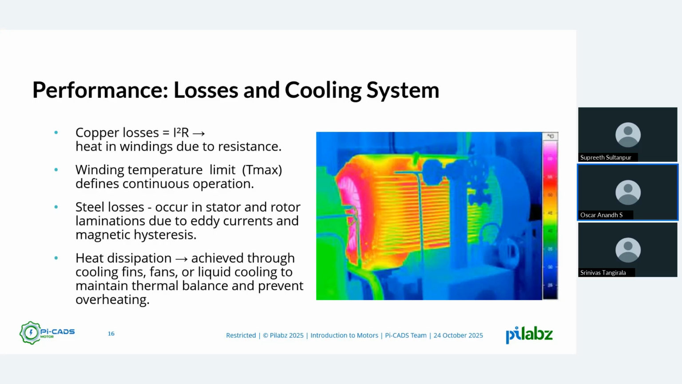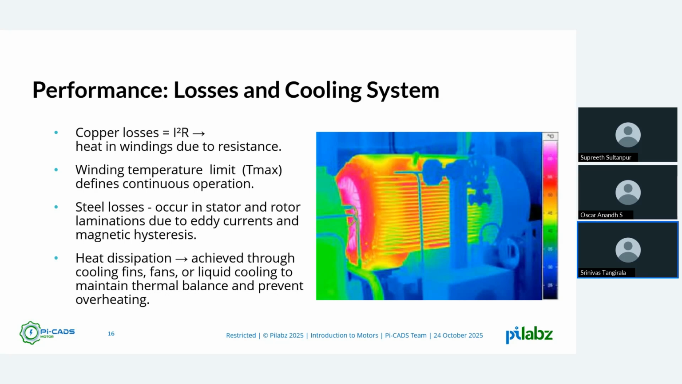And the final thing is the cooling system. To keep the motor at a safe temperature, heat must be removed efficiently. Most motors use cooling fins and fans. The fans will be at the back end of the motor, and the fins will be on the top, on the body, so that air flows through the fins and removes the heat. That is convection. Convection is heat removal through air.